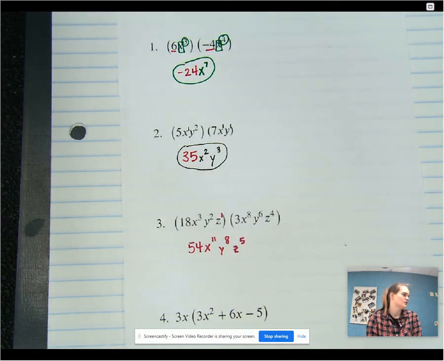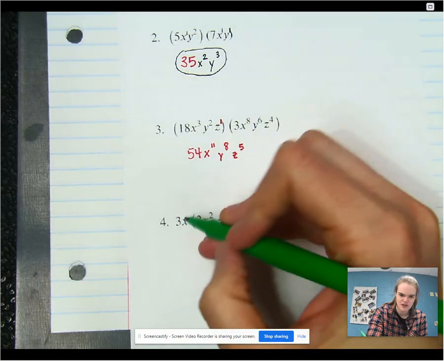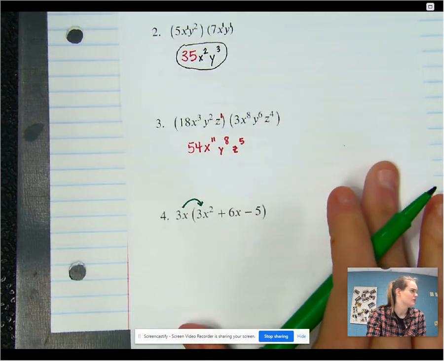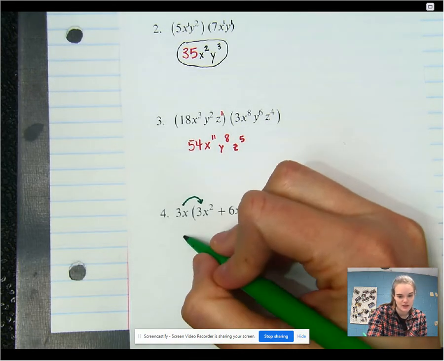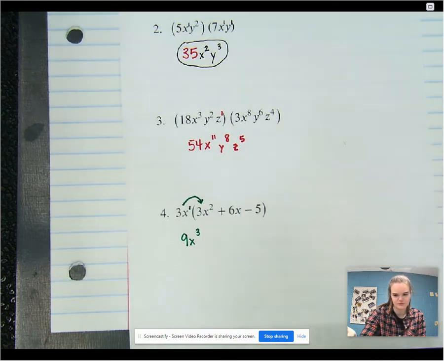All right, now we're going to take an extra step further. We now are going to have some pluses and minuses in between them. When you have that, you have to distribute this 3x to every single piece. So 3 times 3x squared is 9x to the 3rd power. This has a 1 on it. Okay.